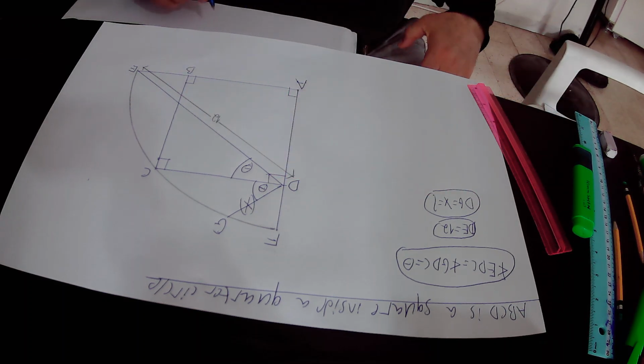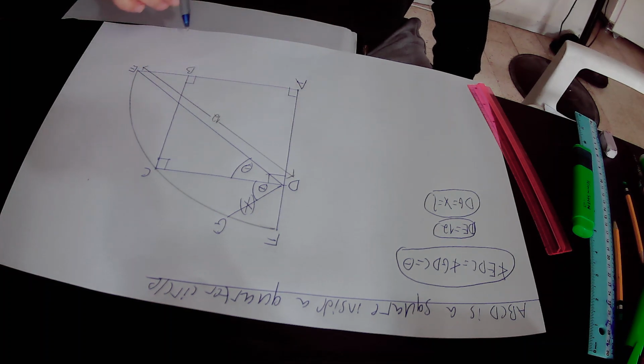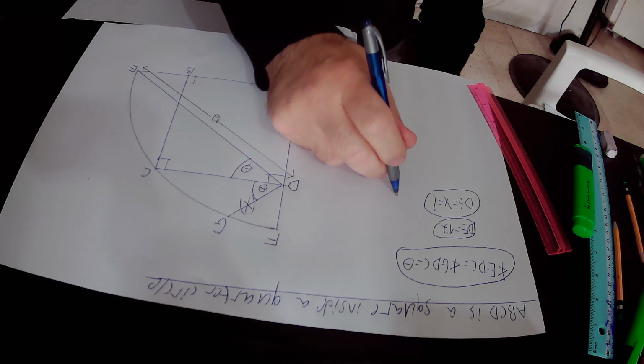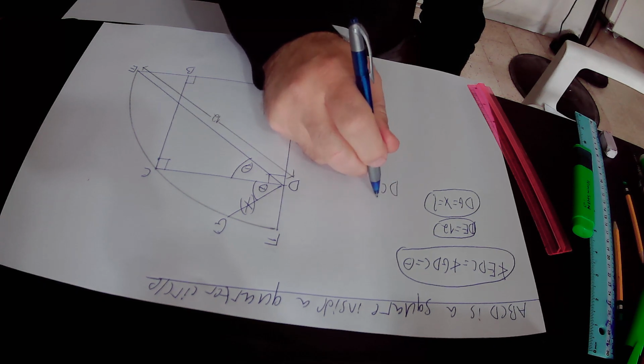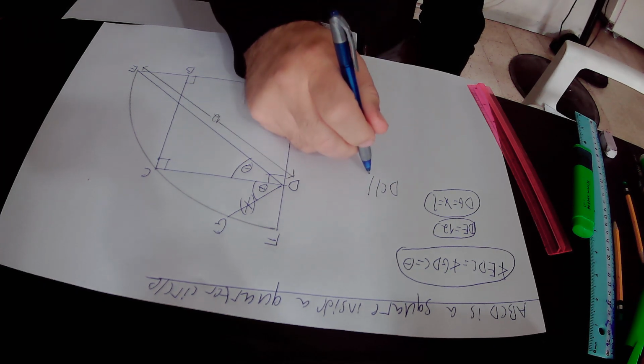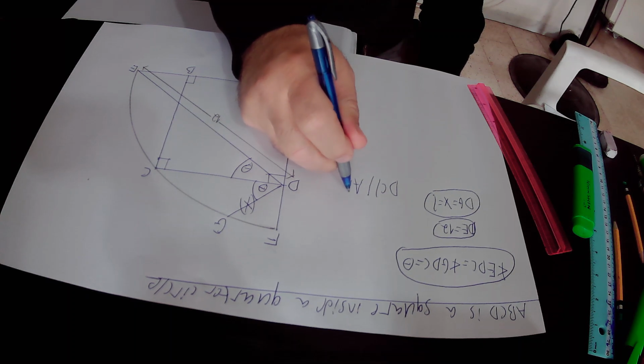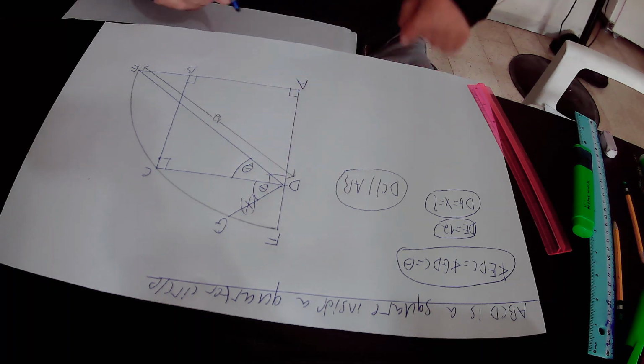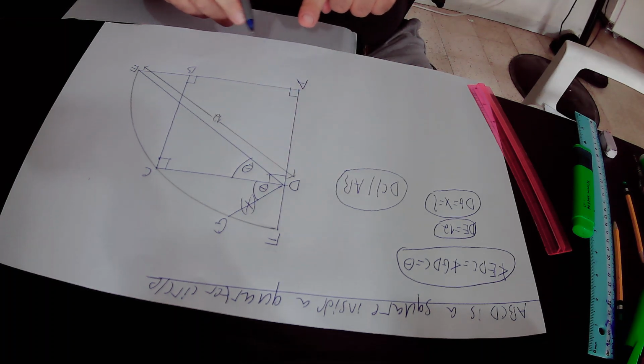In addition, you know that the opposite sides of a square are parallel to each other. So in square ABCD, side DC is parallel to the opposite side AB. So write it down: side DC is parallel to the opposite side AB in square ABCD. But here, side AB is part of the straight line AE.